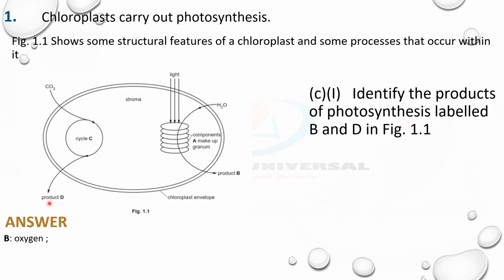So the answer here, you can see B is oxygen, D is sugar or hexose, glucose, triose phosphate, carbohydrate, starch. You can see that. All right, so let's go to the next question, guys.